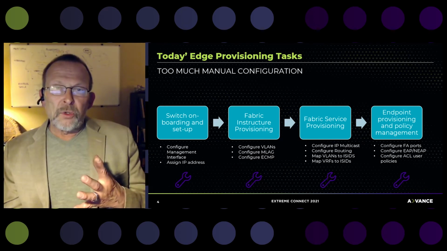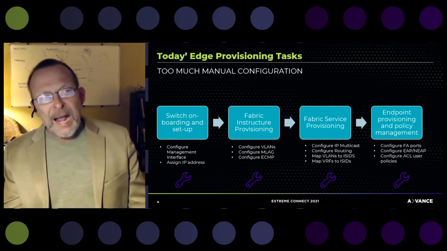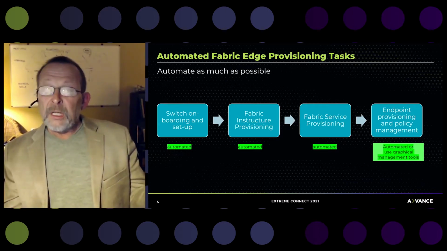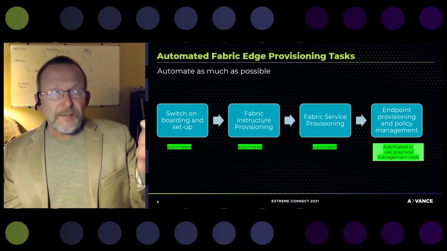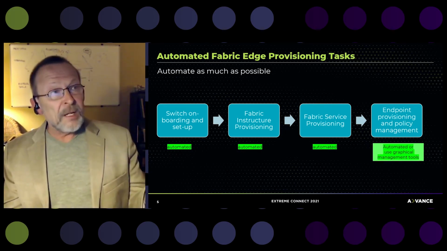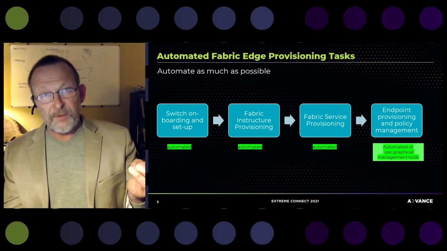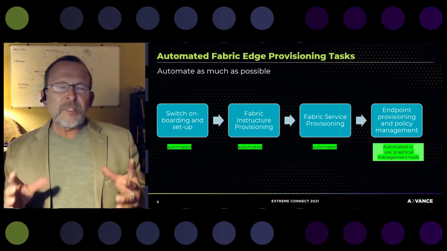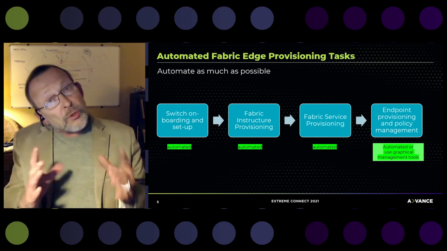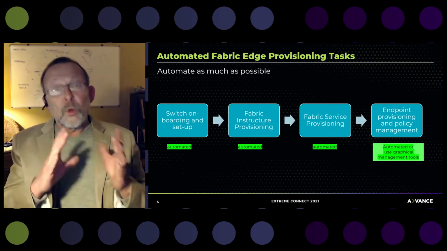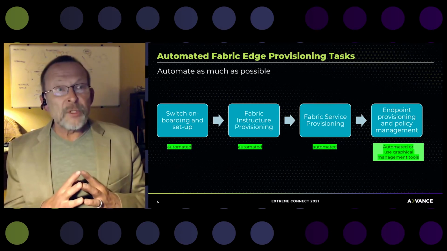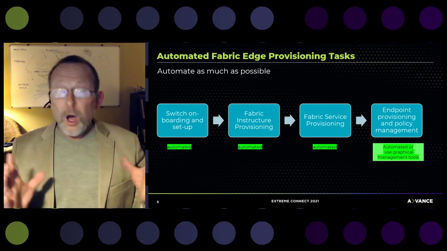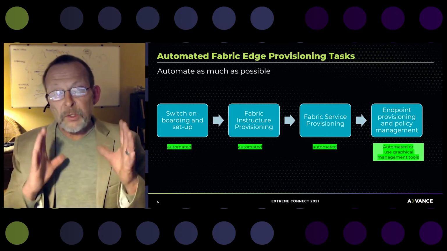So really what we're looking to do is step from 60% to onwards up to 90% of the infrastructure by onboarding the switch in an automated fashion, the ability to do the fabric infrastructure provisioning in a totally automated fashion, the ability to do the fabric service provisioning in an automated fashion, and then finally, automating as much as we can for the endpoint provisioning and policy management. Realize you still have to do some policy management in order to get the appropriate granularity of how you want users and devices to be handled. But to make that as easy as possible or totally automated through the use of graphical management tools.